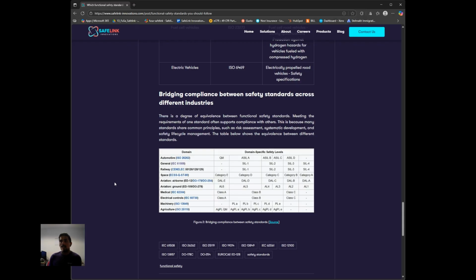So, for example, if you've built a product which is automotive grade ISO 26262 and it's up to ASIL D, you could use it in a railway application which is up to SIL 3. Or you could use it in a medical application which is class C. This way, you don't have to redo the certification according to a particular standard. Certify it once according to one standard and then reuse it for other standards.